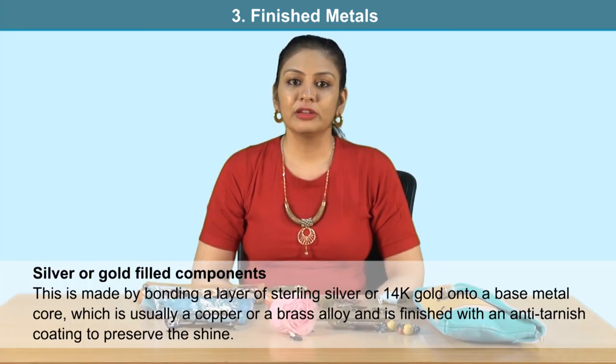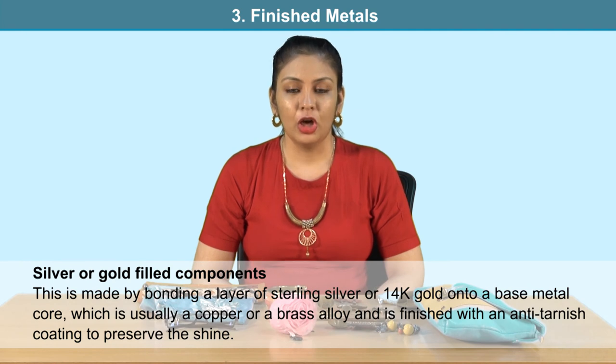Silver or gold fill components are usually made by bonding a layer of sterling silver or 14 karat gold onto a base of metal core, which is usually a copper or a brass alloy, and is finished with an anti-tarnish coating to preserve the shine. Due to the nature of this process, the layer of precious metal is much thicker than the film on plated metals.